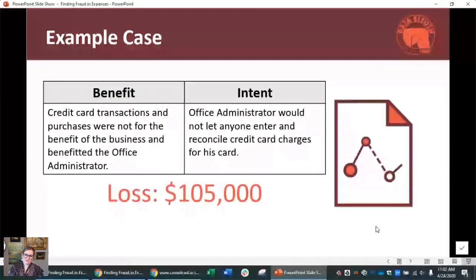The intent on this one was a little more gray. We didn't have a whole lot of intent evidence on this one, but the office administrator wouldn't let anyone else enter her credit card charges. They entered everyone else's but her own, so she just maintained that control.